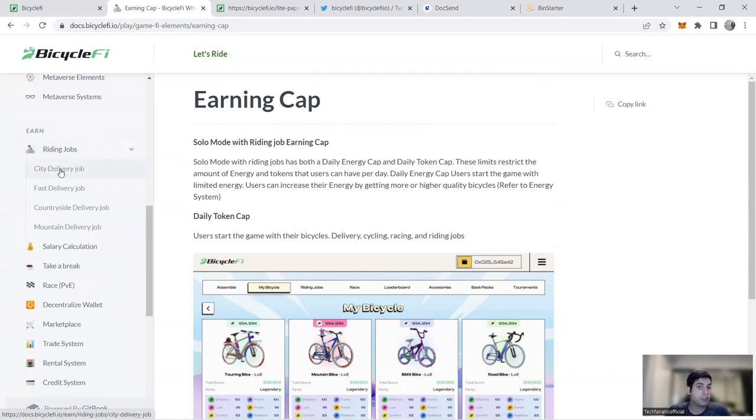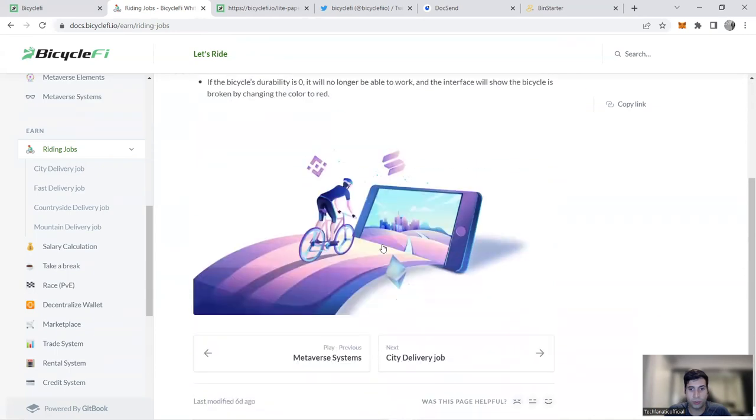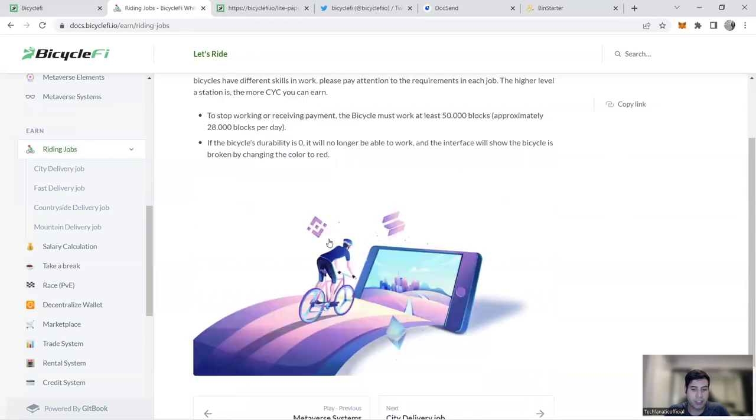Now, in terms of the earning mechanism for this, they have riding jobs. So as a rider, you have daily activities that you can complete, and they earn you the CYC token, which is the cycle token, and depends on the jobs you're completing. So you need to make sure you complete the activities based on the skill sets you have. You need to have at least 50 blocks or 8,000 blocks per day. So if your bicycle durability is back to zero, then you're not able to work anymore. And the interface is going to be showing you the red color. So that's the riding job that I mentioned and the limit that you have.